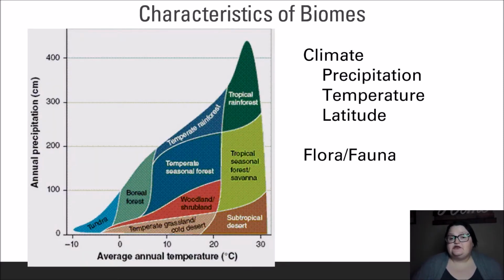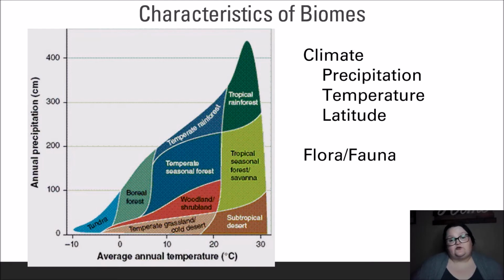Biomes are defined by two major characteristics, climate and flora and fauna. Climate, as we know, is the average temperature and precipitation patterns of an area over an approximate 30-year span of time. When we discuss biomes, there are three factors that contribute to climate that we need to be familiar with: precipitation, temperature, and latitude. We know that precipitation and temperature are often correlated with each other. Warmer areas are more likely to have higher precipitation than colder areas in general. However, this is not a 100% connection.